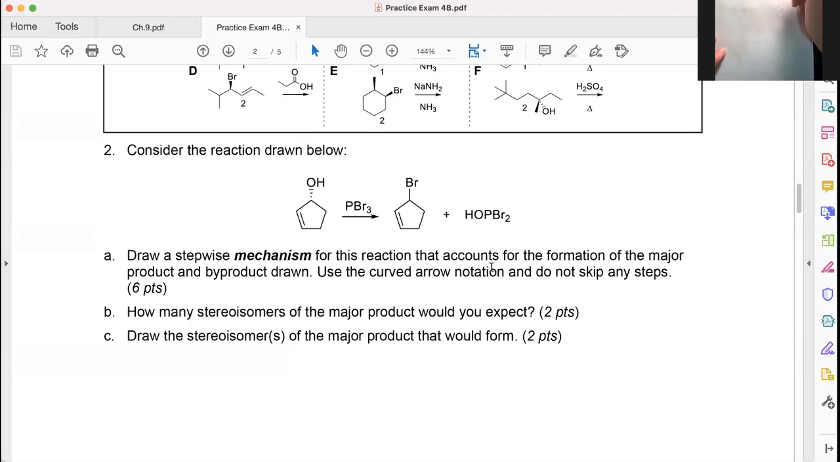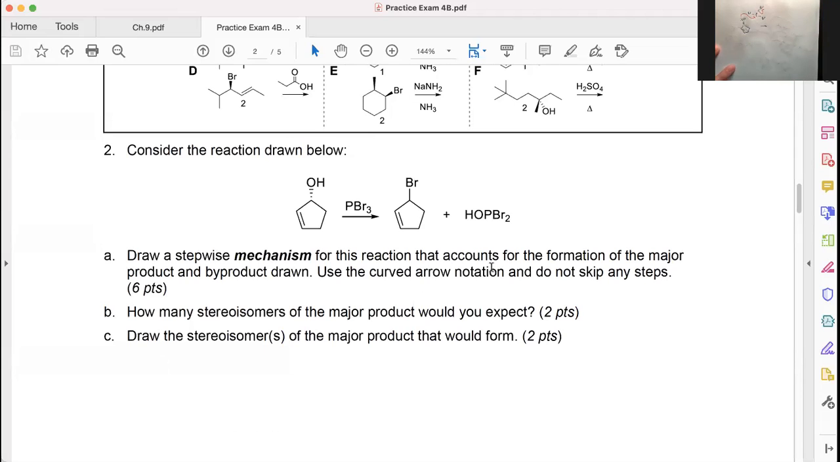So here we go. Draw a stepwise mechanism for the reaction. So we have this starting material, this alkene, we have this hydroxide, and we have phosphorus tribromide. This is one of the Lewis structures I said you should know. Essentially the hydroxide is going to act as a nucleophile that attacks the phosphorus, okay? And in that step, we break a bromine bond.